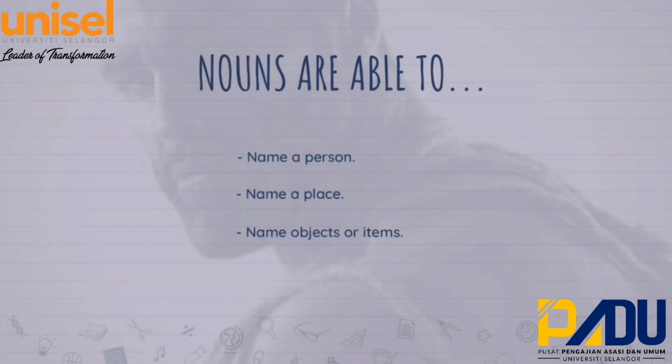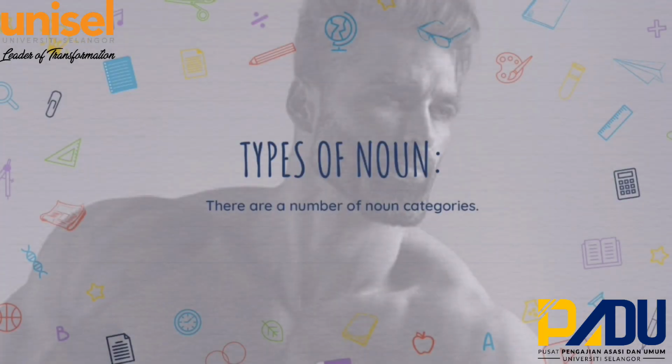Okay, so nouns are able to name a person, a place, or even objects, which I've already mentioned earlier. So for types of nouns, there are a number of noun categories actually. So I'm going to briefly elaborate on some of them. And I guess nouns are a really fun topic to learn. Everyone can learn it because it is quite simple and it is really important in learning a language.